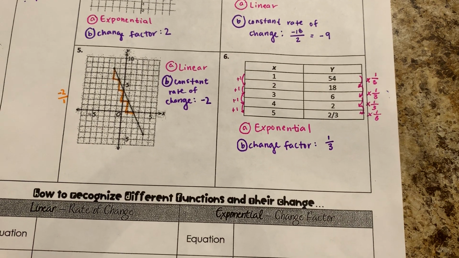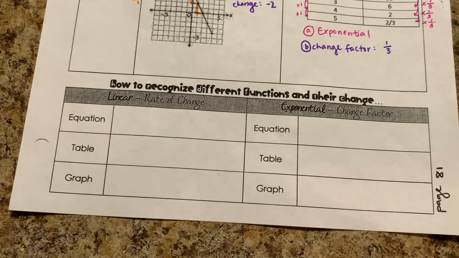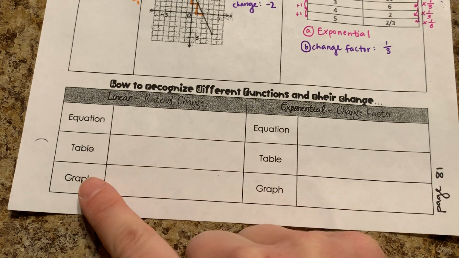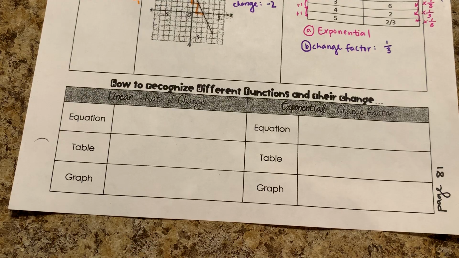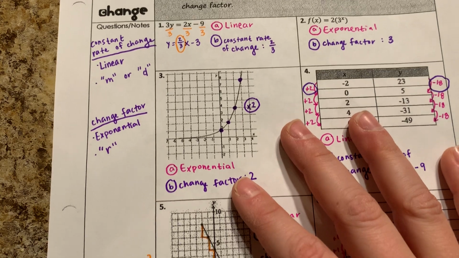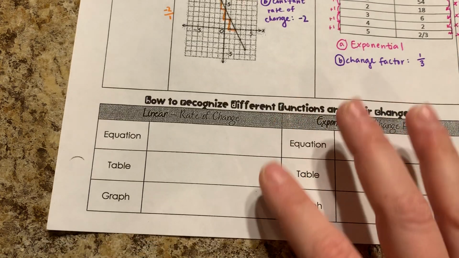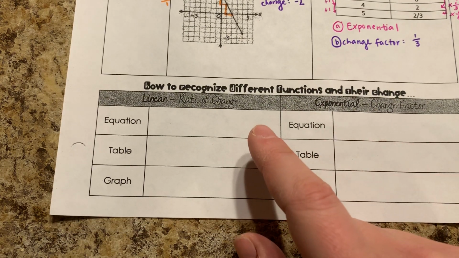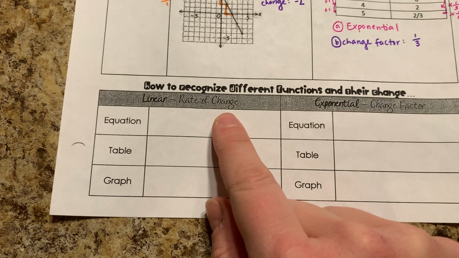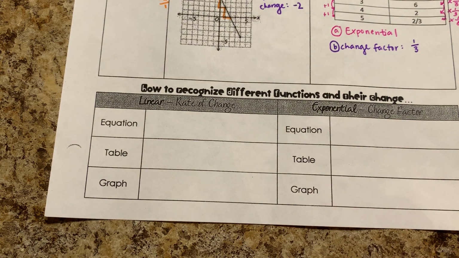All right, so we did all of part A and all of part B. I want you to look at this table down here: how to recognize different functions and their change. So when we're looking at an equation, a table, and a graph for linear and for exponentials, I want you thinking, what did we do for a linear equation? What did we do for a linear table and for a linear graph? It shouldn't take you more than like 2 minutes. Push pause on the screen again and try to fill in this table. What could you do to remember how to find the rate of change in each of these scenarios? And after your little 2-minute break, I'll give you some of my ideas.